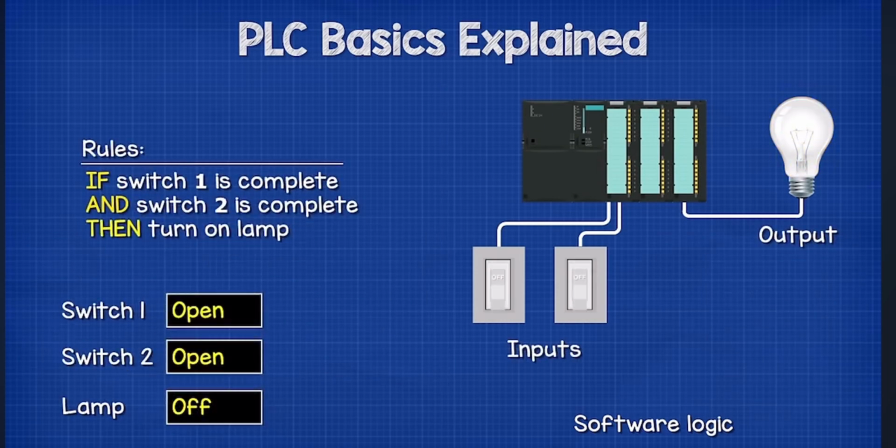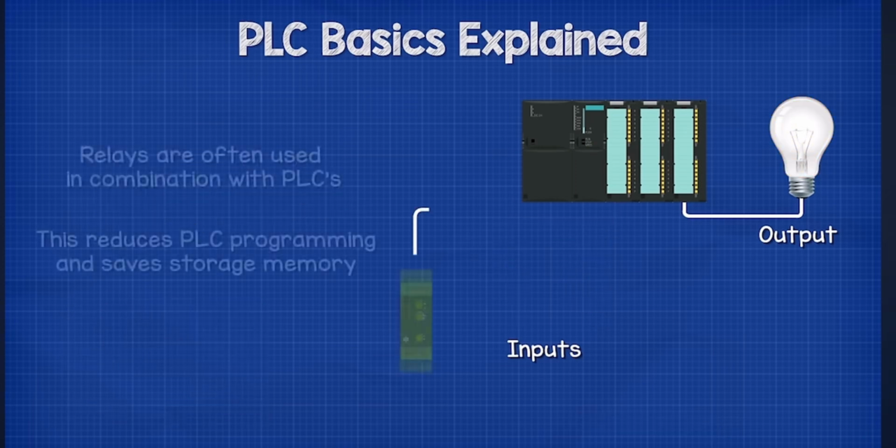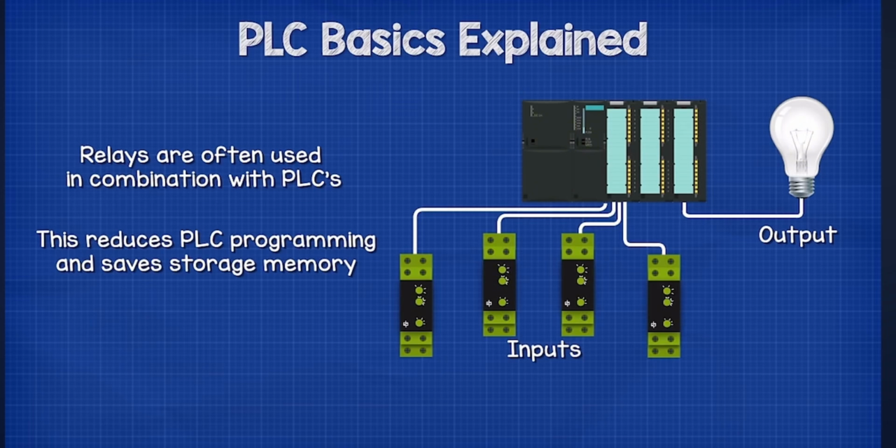PLCs vary widely in their application, but they all monitor their inputs. They make a decision based on a stored set of rules, and from those, they then output commands to automate a process. We often find relays used in combination with PLCs. The relays can directly deal with the automation tasks and communicate with the PLC. This will reduce the amount of programming required on the PLC, and also free up storage space.